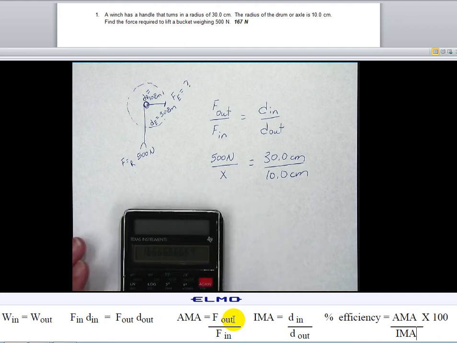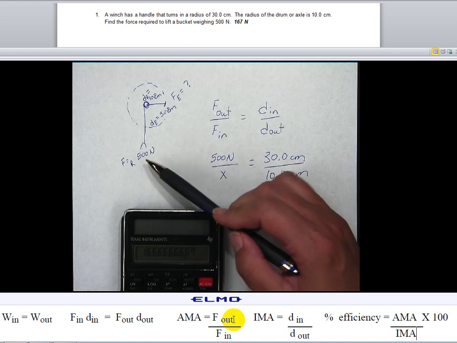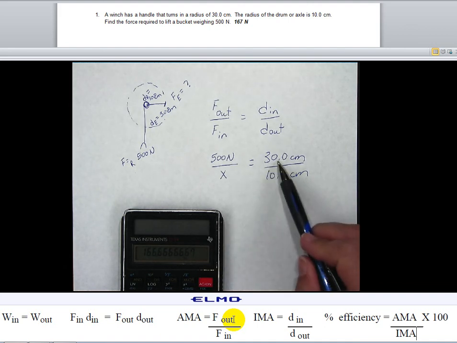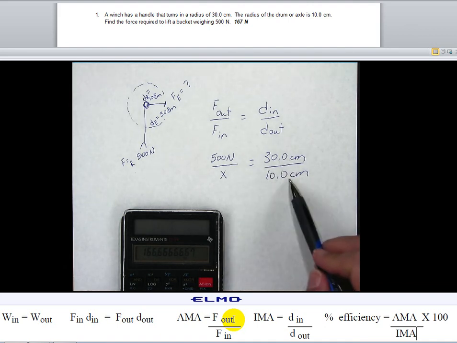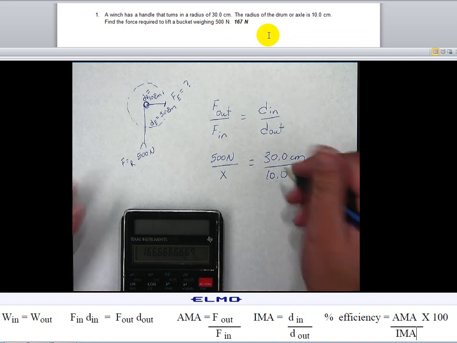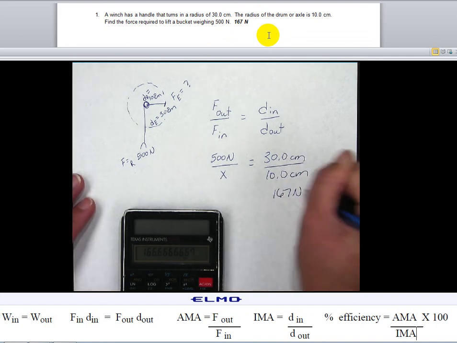Alright, so if we look at this, if we truly did significant figures, it would be one significant figure because of the 500. So I'm not going to do significant figures. If I was looking at these, it would be 3, but the 500 makes it just one significant figure. So I'm just going to put it as a whole number, seeing that our answer is given to us here as 167 newtons. So the answer is 167 newtons.